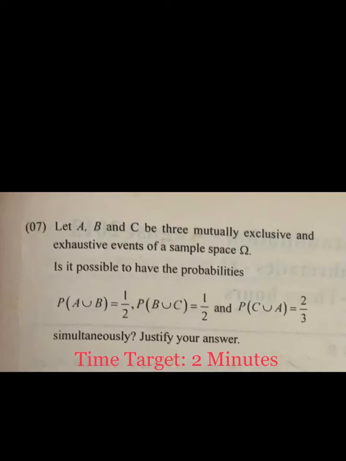done. So in the question 2013, question number 7, let A, B and C be three mutually exclusive and exhaustive events of a sample space omega. Is it possible to have the probabilities P(A union B) equal to half, P(B union C) equal to half, and P(C union A) equal to 2 over 3 simultaneously? Justify your answer. The time target for this question will be 2 minutes.